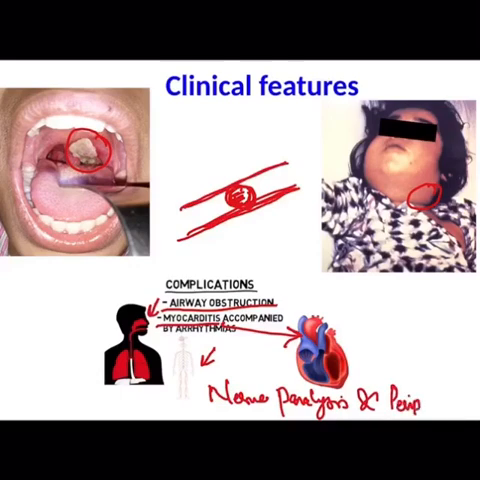So there can be nerve weakness, or you can say paralysis and peripheral neuritis. So what are the complications? Number 1 is airway obstruction. Number 2 is myocarditis. Number 3, nerve paralysis and peripheral neuritis.